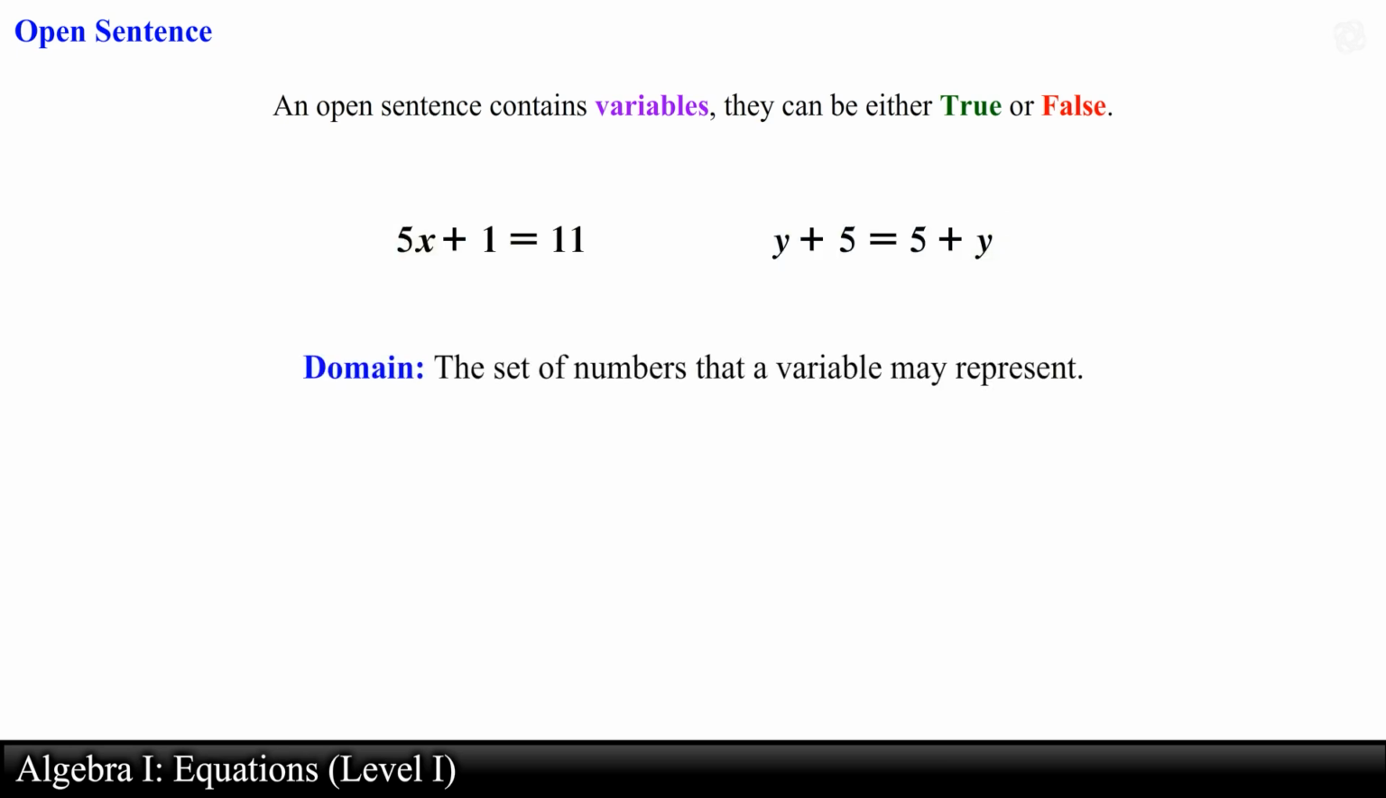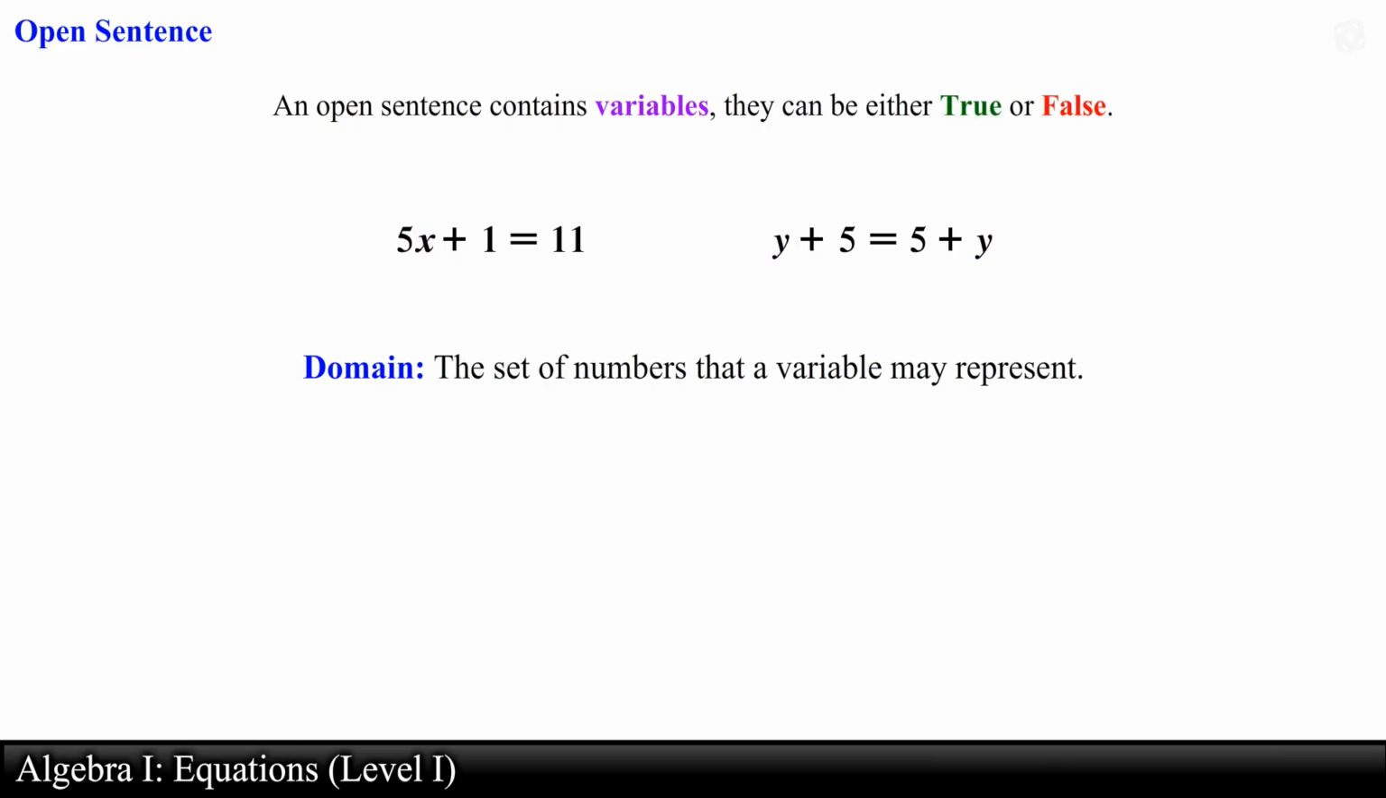At times, the values that a variable can attain can be restricted to one or more numbers. The set of numbers that a variable may represent is called the domain. As a consequence, a variable in an equation can be replaced by any of the numbers in its domain. Remember, the resulting equation may be either true or false.